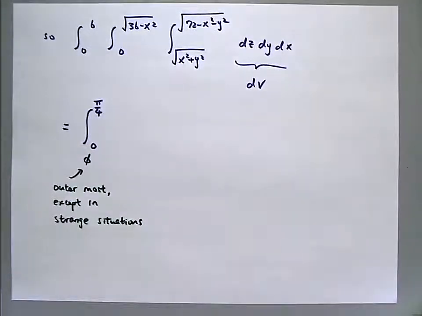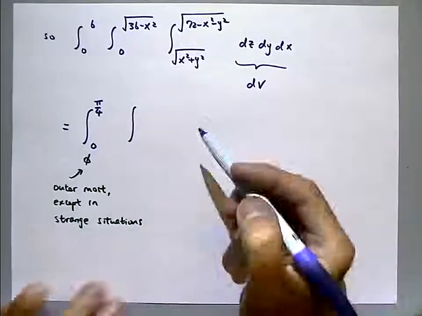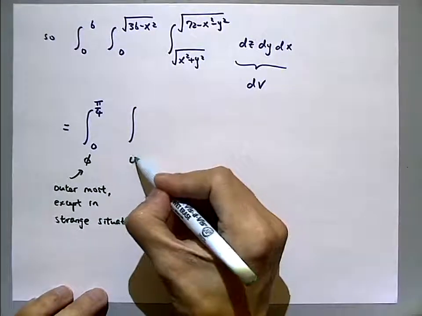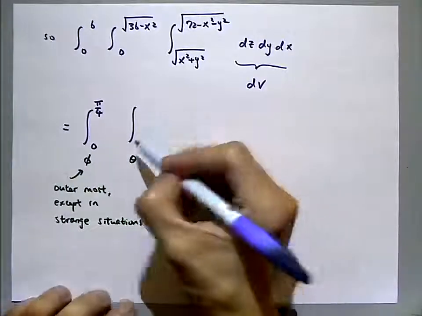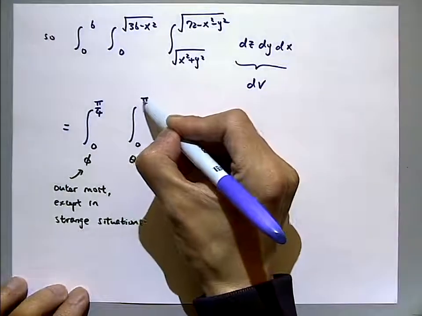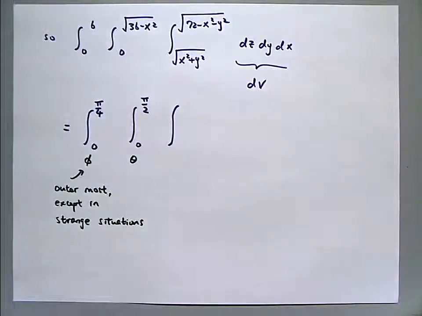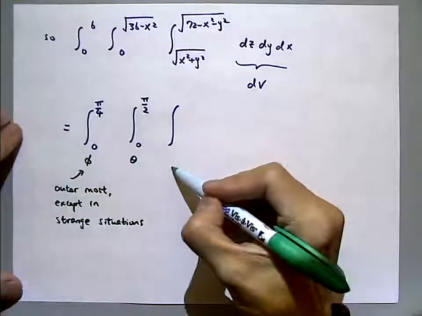In some engineering or science applications, you may want to do phi in a different order, but for all the shapes you see, if you don't know where to start, let phi be the outermost. The next thing we want to do is theta. And theta in this case we just saw is 0 to pi over 2. And rho is always the first one we want to do.